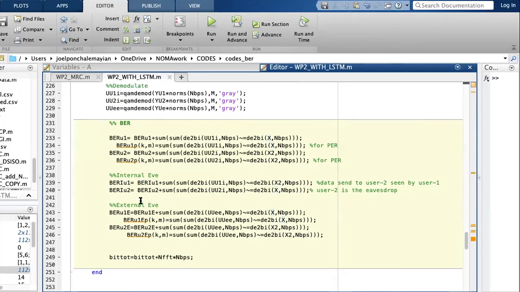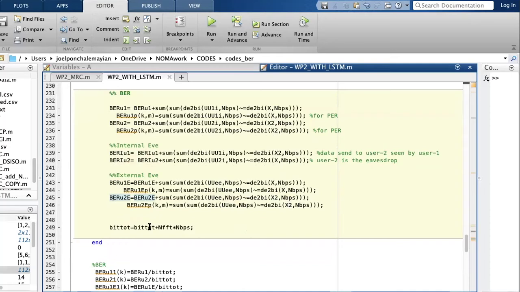And then we calculate external eavesdropping, where we look at the data that has been received by Eve and the data that has been sent for user 1. So how much of user 1's data has Eve been able to get? This is how we calculate it here, by summing the bits in each iteration. And then we check how much of user 2's data has been received by Eve. We're trying to see also if Eve was able to get data that has been intended for user 2. This is how we get it here. After all that, we sum.